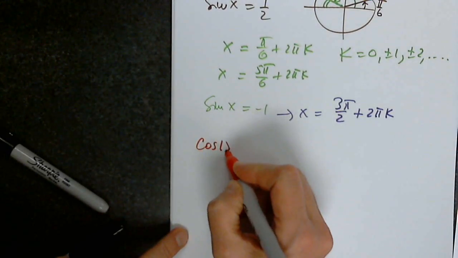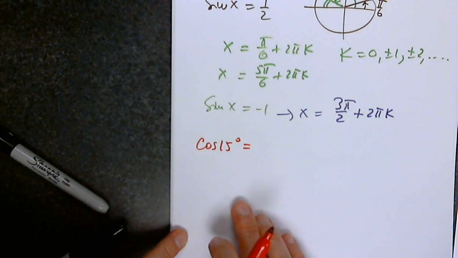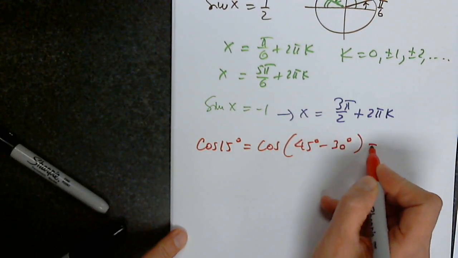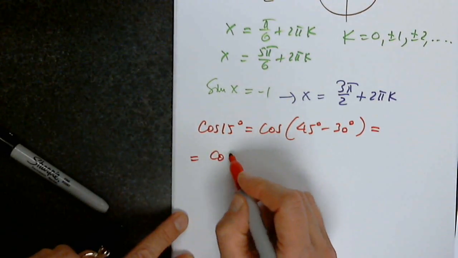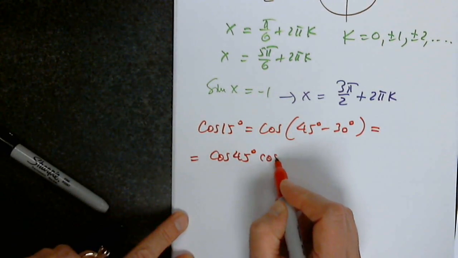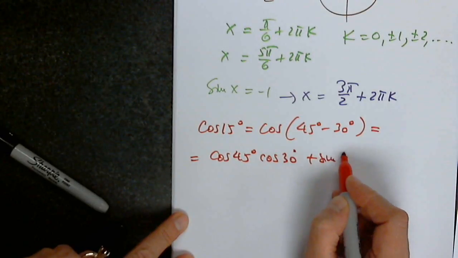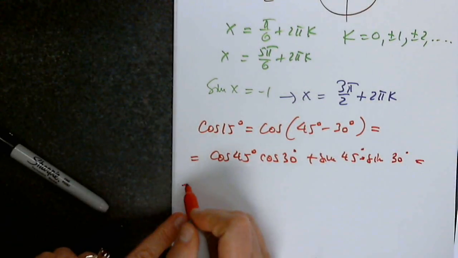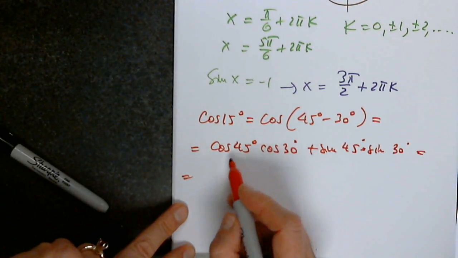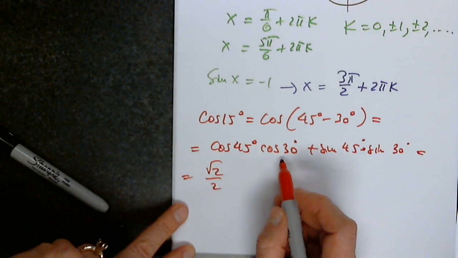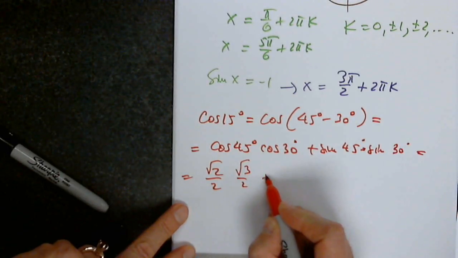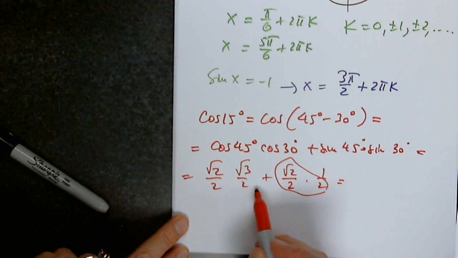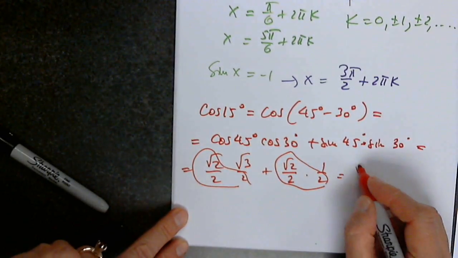So how do I start? So cosine of 15 equals cosine of 45 minus 30. Excellent. And then cosine 45 cosine 30 plus sine 45 sine 30. And then cosine of 45 equals square root 2 over 2, cosine of 30 is square root 3 over 2, and sine of 45, yeah, 1/2, and then 1/2. And remember what I showed you, always factor out.